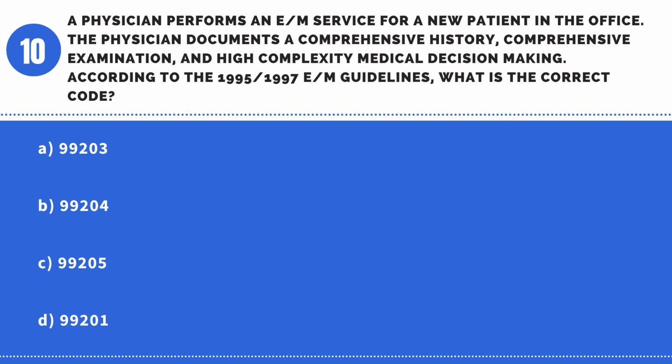Question 10. A physician performs an E/M service for a new patient in the office. The physician documents a comprehensive history, comprehensive examination, and high-complexity medical decision-making. According to the 1995/1997 E/M guidelines, what is the correct code? A. 99203. B. 99204. C. 99205. D. 99201.